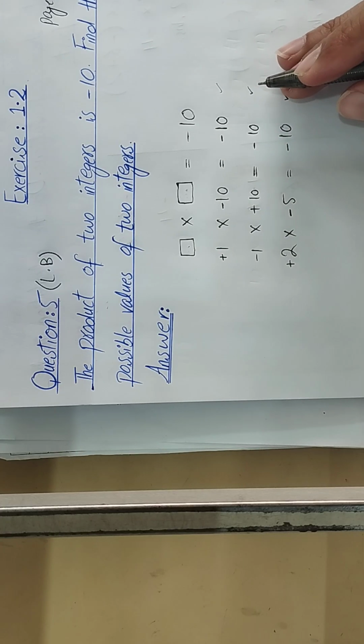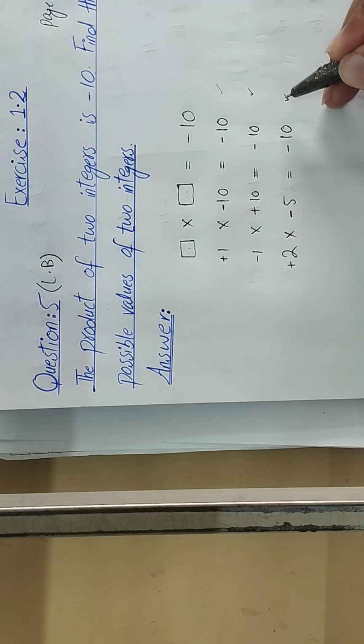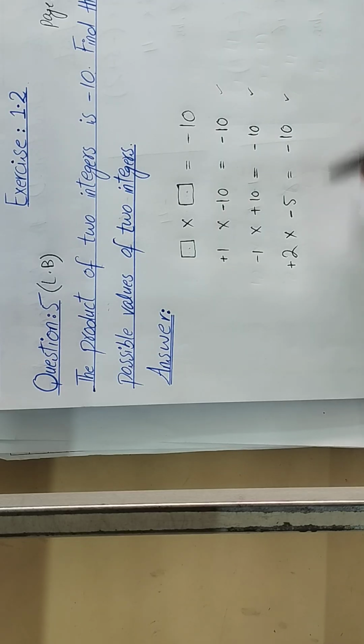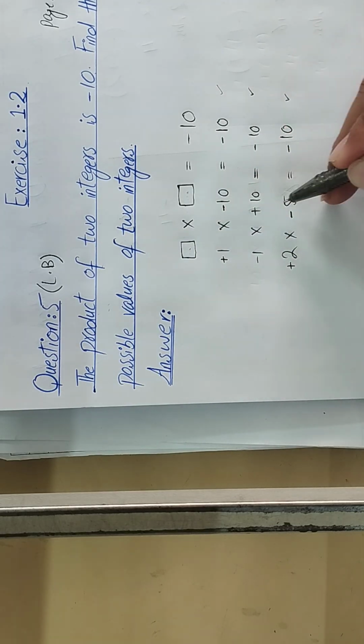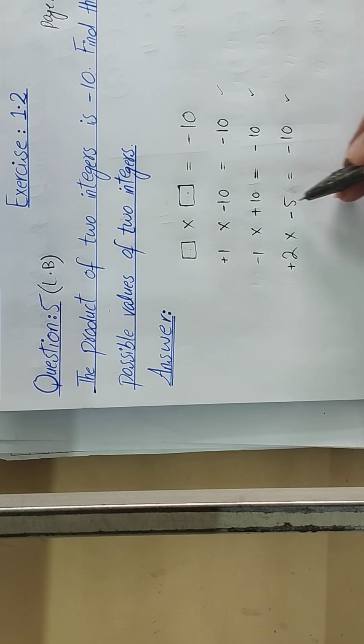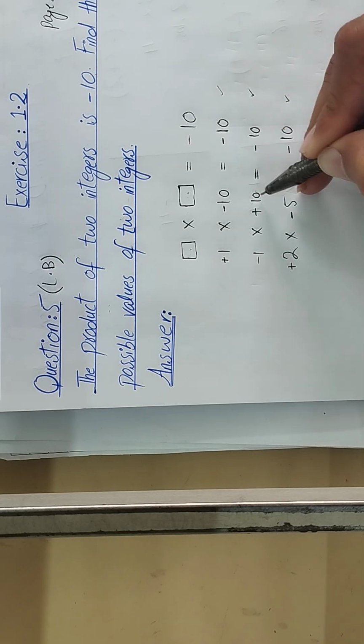ठीक है, हमारे पास एक सिंगल ऑप्शन नहीं है, मल्टीपल ऑप्शंस हैं and we need to find the multiple answers. So this number could be plus 2, this number could be minus 5. Do we have another option? Yes, just like this one.